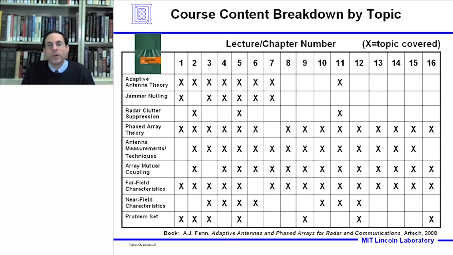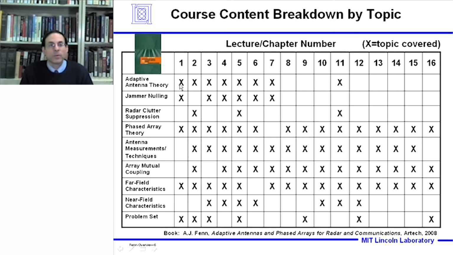Here's a course content breakdown by topic. The 16 lectures are listed. The topics are listed in the left-hand column: adaptive antenna theory, jammer nulling, radar clutter suppression, phased array theory, antenna measurements, array mutual coupling, far field characteristics, and near field characteristics.